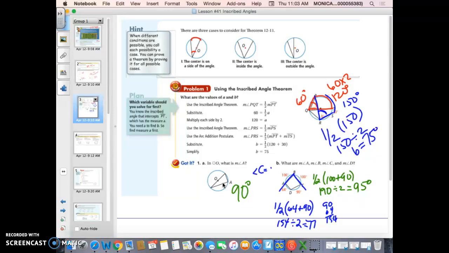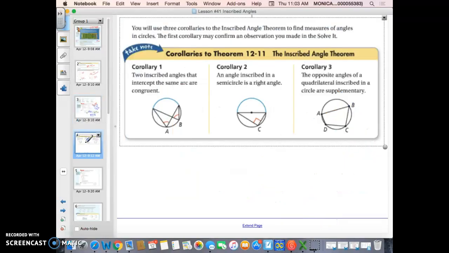Angle C is 85, and angle D is 103. And all of these should add up to 360. Okay, moving forward. Couple other corollaries. So remember, corollaries are kind of like our assumptions you can make based on something else that has occurred.